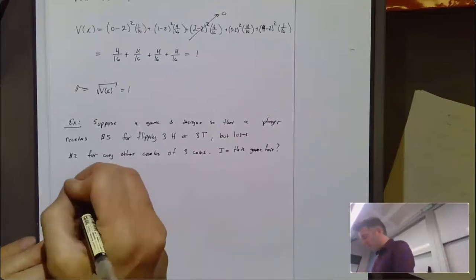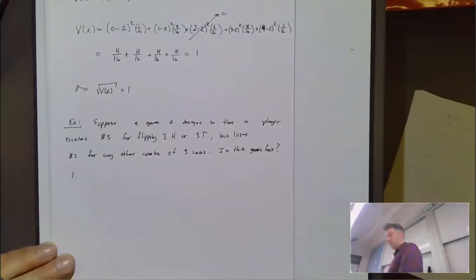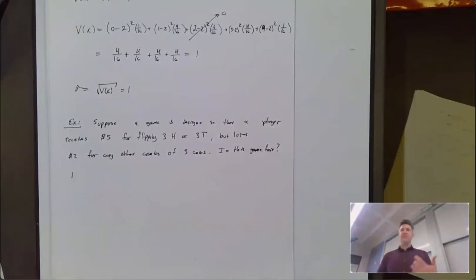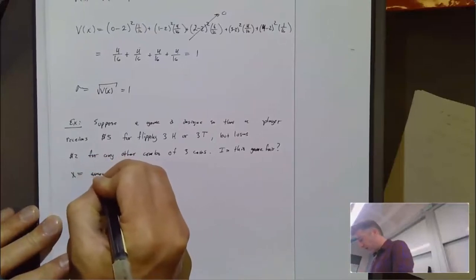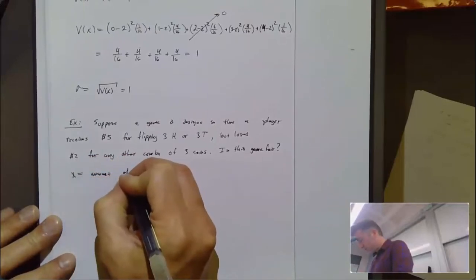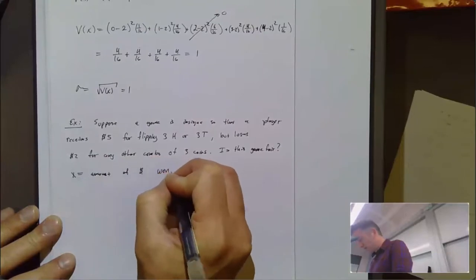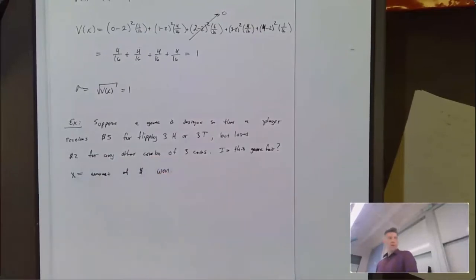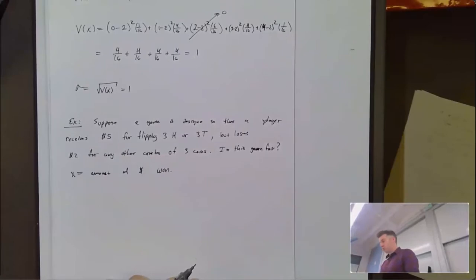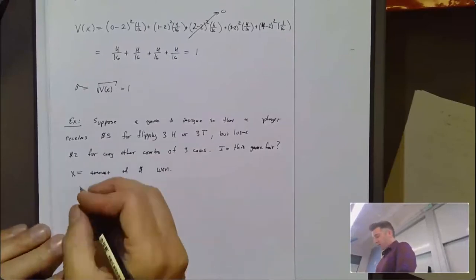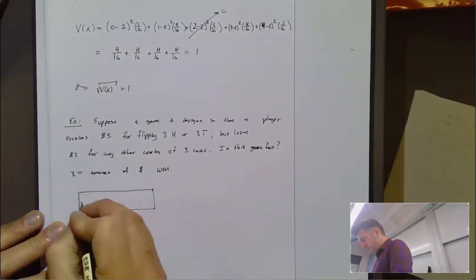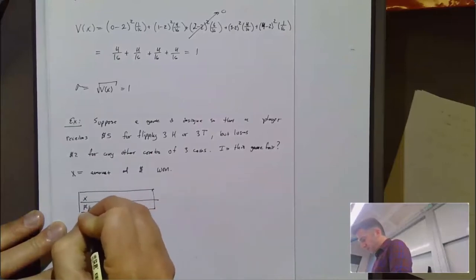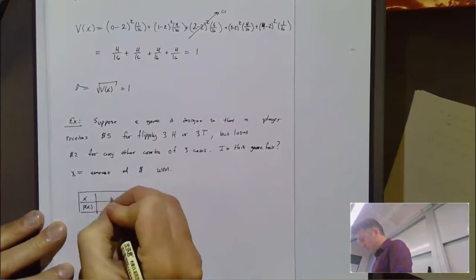So I want to find the expected value. Actually, before I even say, I was about to say I want to find the expected value of X, but what is X? So let's call X the amount of money won. Okay. So I could win $5.